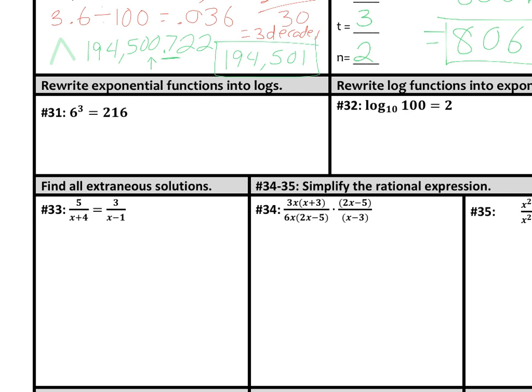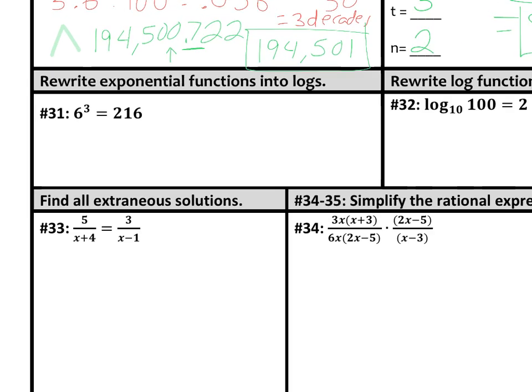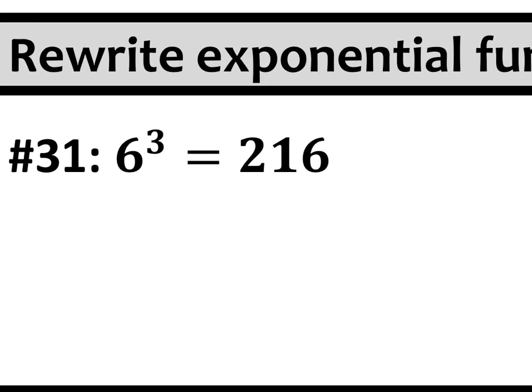All right, logs are another one of those really quick things, but you need to make sure that you practice them so you know where all of your numbers go. Okay, writing an exponential function into logs. We are going to label all of the numbers that we have in this problem. So we have 6 to the 3rd power equals 216. Let's start by labeling the base and the exponent. 3 is an exponent, 6 is a base.